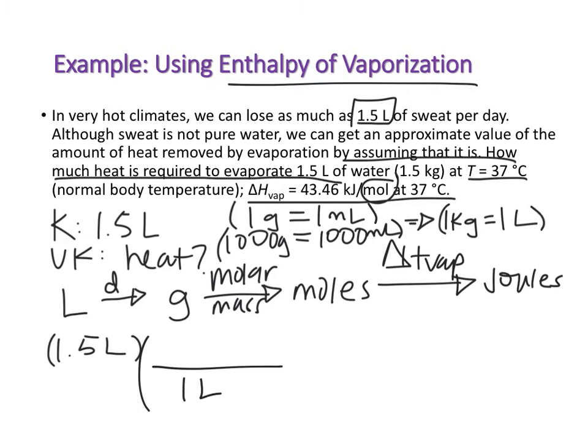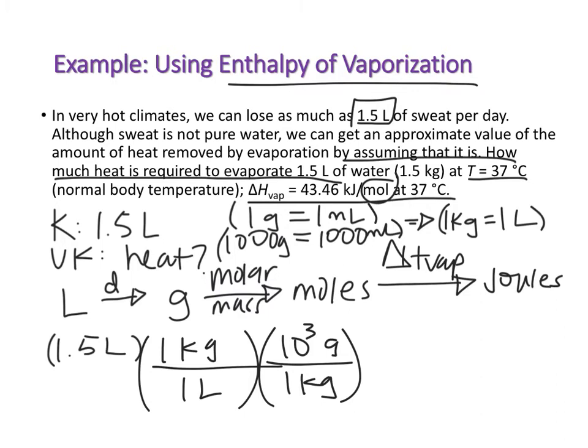1 liter is 1 kilogram. And then let's just get to grams. So there's kind of an extra little step in there. So in 1 kilogram, there is 1,000 grams. Sorry about that. I didn't include that in the plan, but here we are. And then the molar mass. So the molar mass of water is 18 grams per mole.